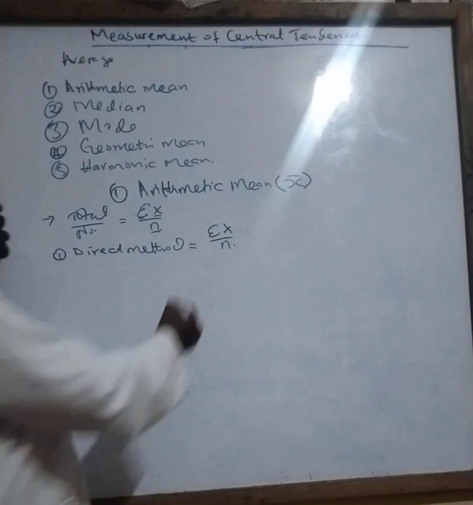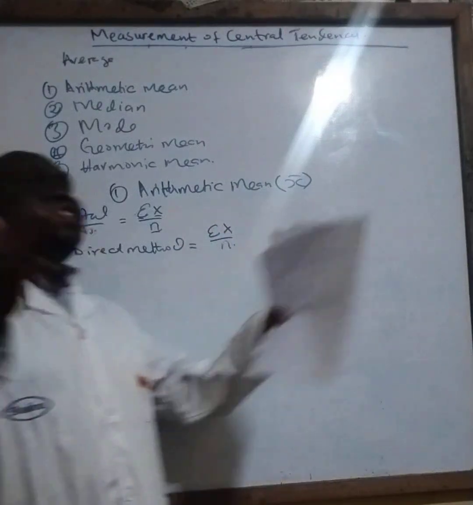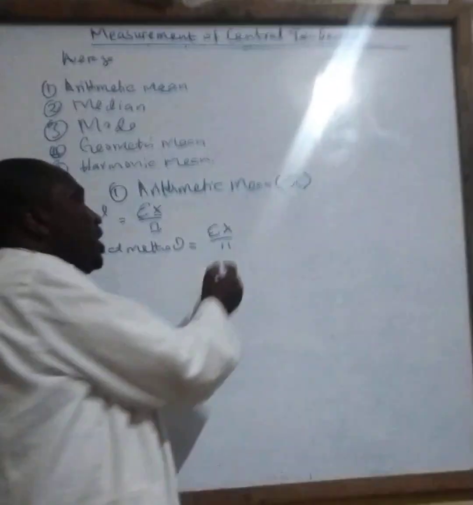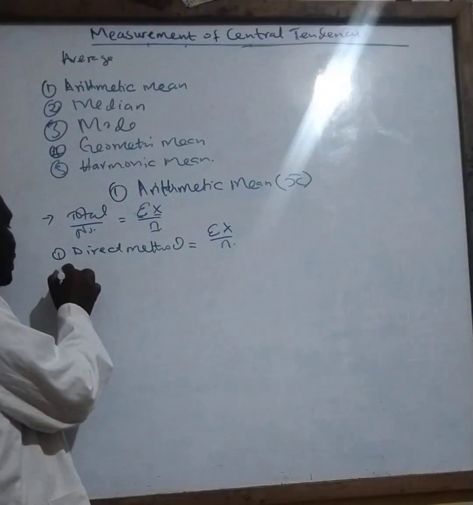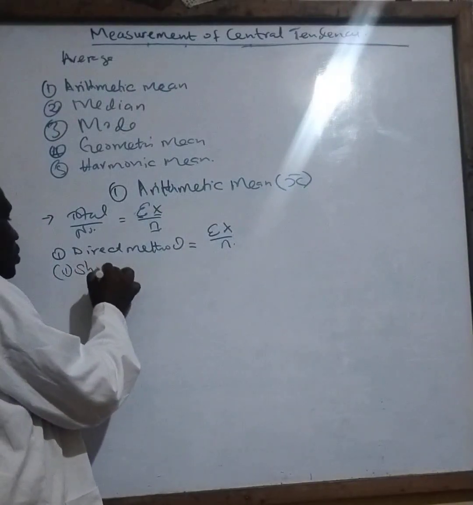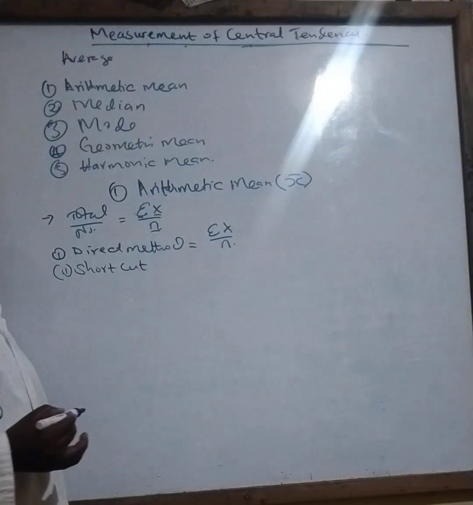Correct? Now, this method is very simple and direct, but you might have huge data. With that huge data, you cannot use this one because your calculator might not even support that. So you go to the second method. We call it what? Shortcut. We can call it shortcut or indirect method.